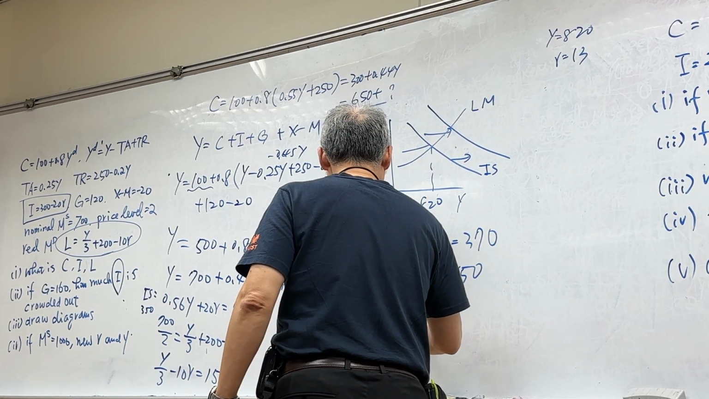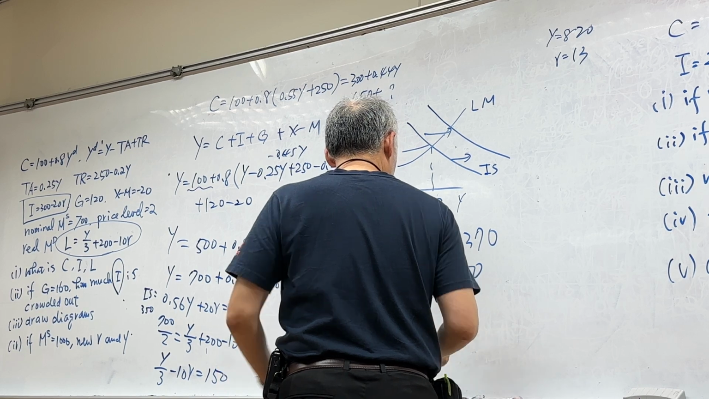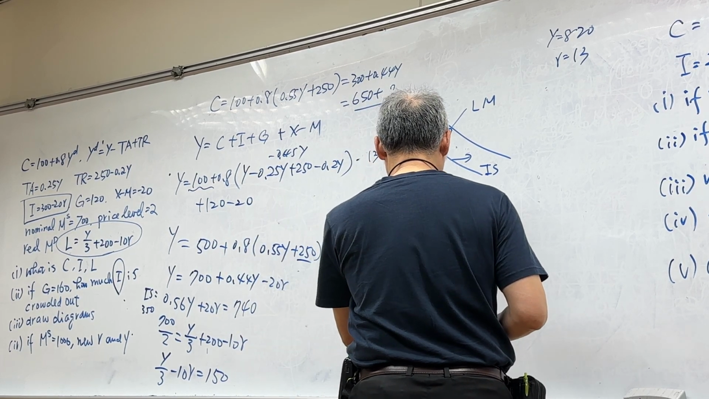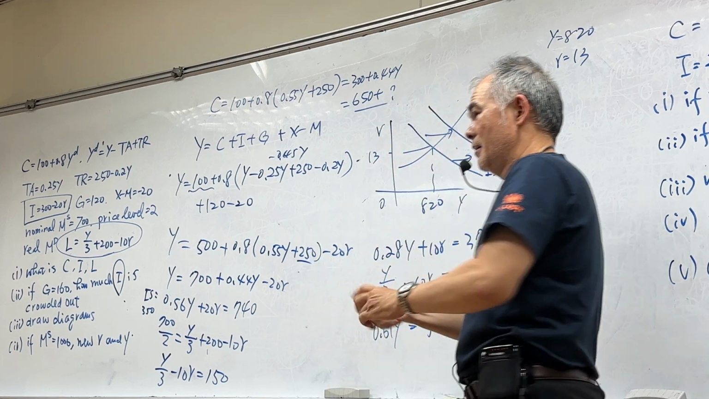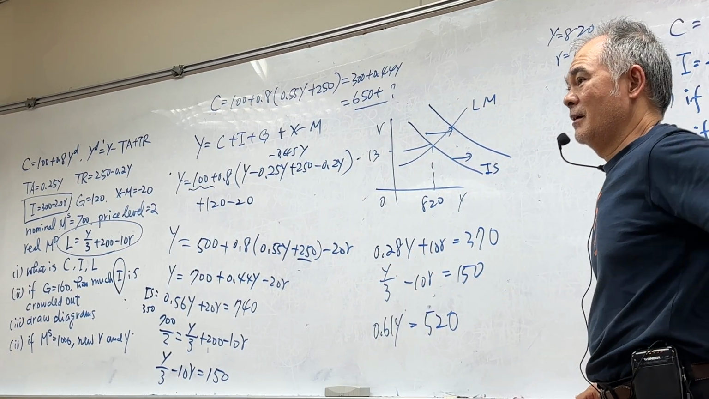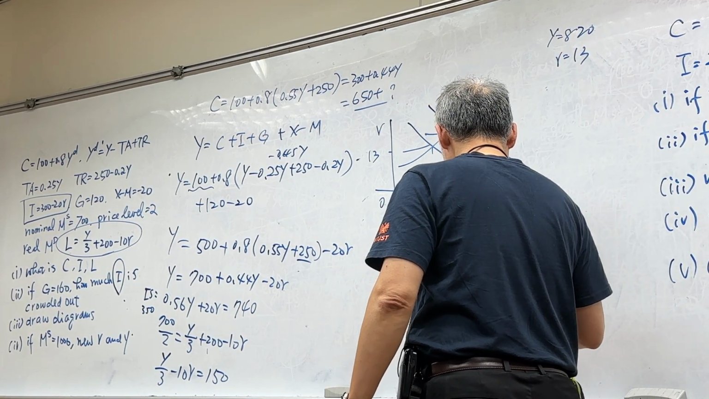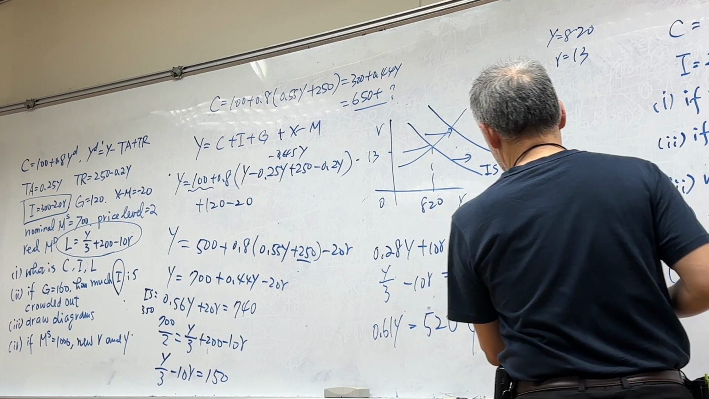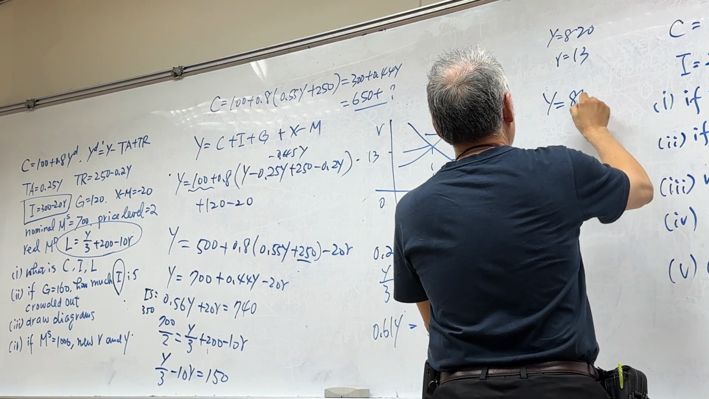Again, right, 0.61y is equal to 520. Sorry, I need your help again. So what's y? About 850, okay, good. So y is equal to 850.